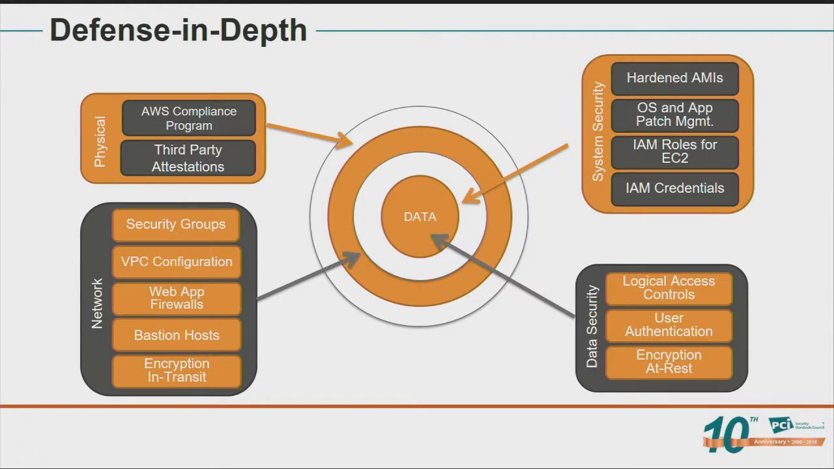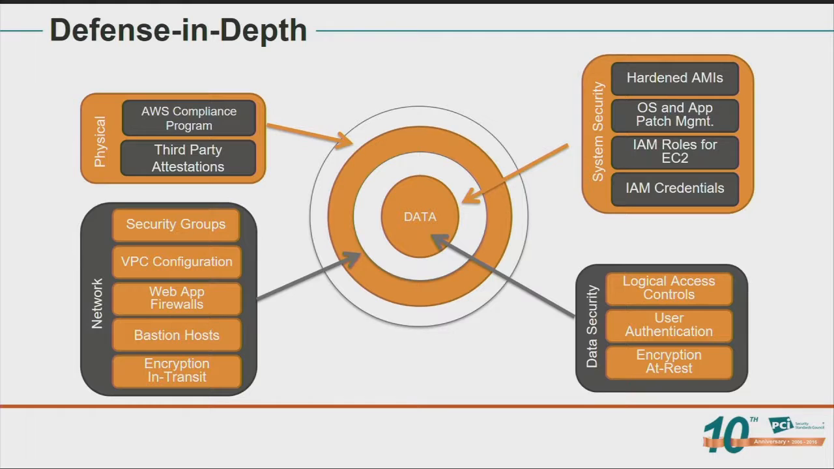So when we think about how to match the PCI standard to securing an AWS environment, we want to look at a defense in depth strategy. What we start with on the outer ring here is physical security. So the AWS compliance program and our attestations through SOC 1, SOC 2, and SOC 3 reports are how customers are able to meet that bar.